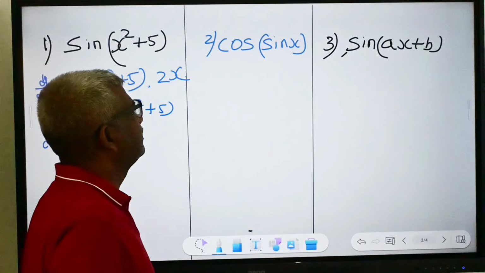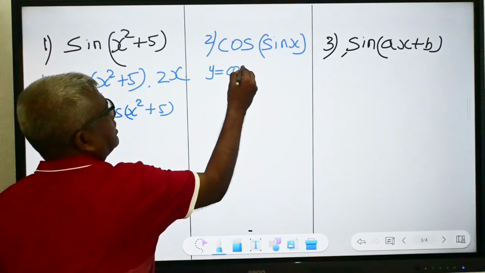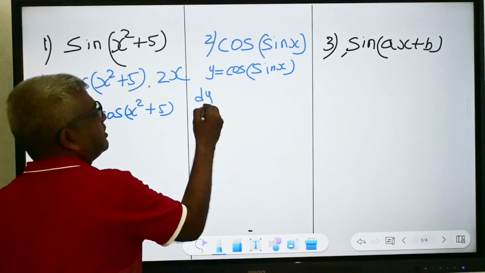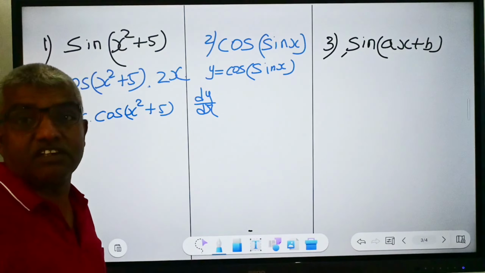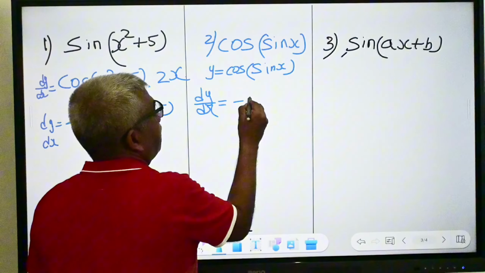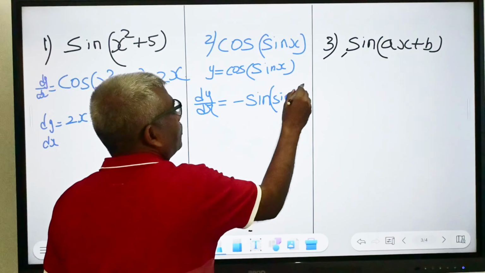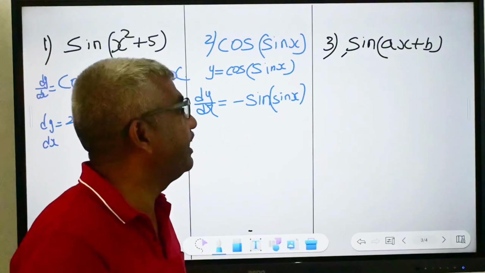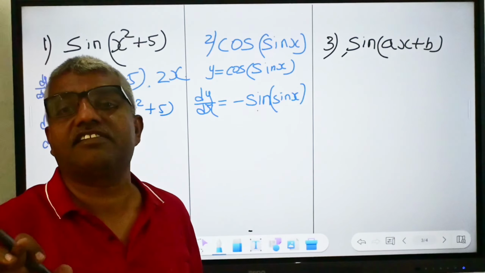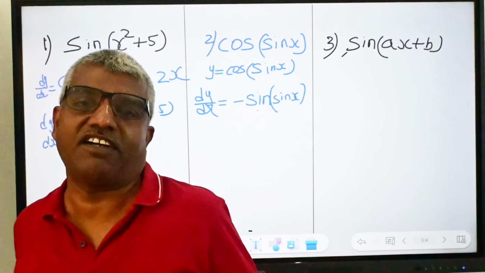Cos sin x. Okay, let y equal to cos of sin x. What is dy by dx? Differentiation with respect to x. Cos x differentiation is minus sin x. But here it is cos of sin x. So minus sin, then put sin x. Don't put minus sin x. Minus sin, because cos differentiation is minus sin. Cos of sin x gives minus sin of sin x.